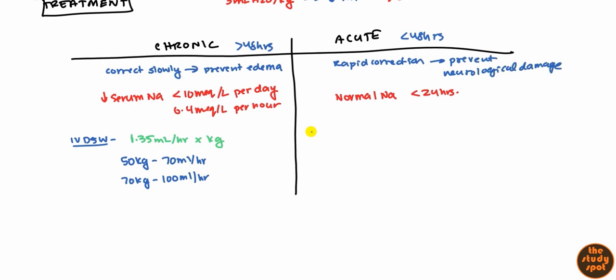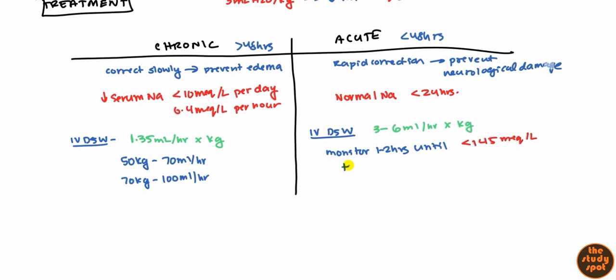Now, if it's acute, then you want to do more than that. You're going to give the same IV dextrose 5% in water. However, instead of giving 1.35, you're giving 3 to 6 milliliters per hour times their weight. So triple to 5 times more. Then because you're giving such a high amount, you want to monitor every 1 to 2 hours until the sodium is below 145 milliequivalents per liter. So you want to rapidly go down to 145 milliequivalents per liter.